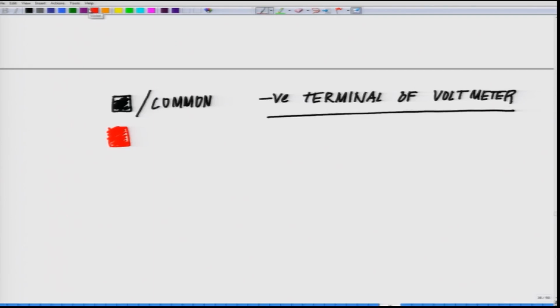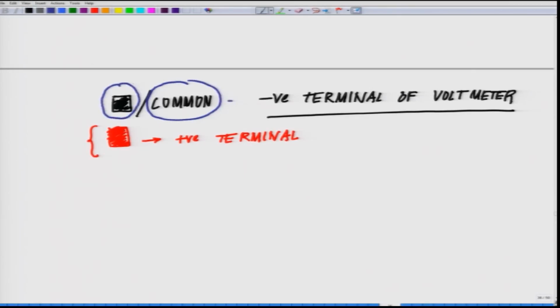Whereas the red terminal is the positive terminal. So, whenever from now onward you handle a voltmeter, you should know that if it is red, it is the positive terminal, and if it is black, or if it is written common, then it means, so there are two catches, either it will be written common or it will be colored black. In that case, this is the negative terminal of the voltmeter. Okay. Keep these two aspects very clearly in mind.